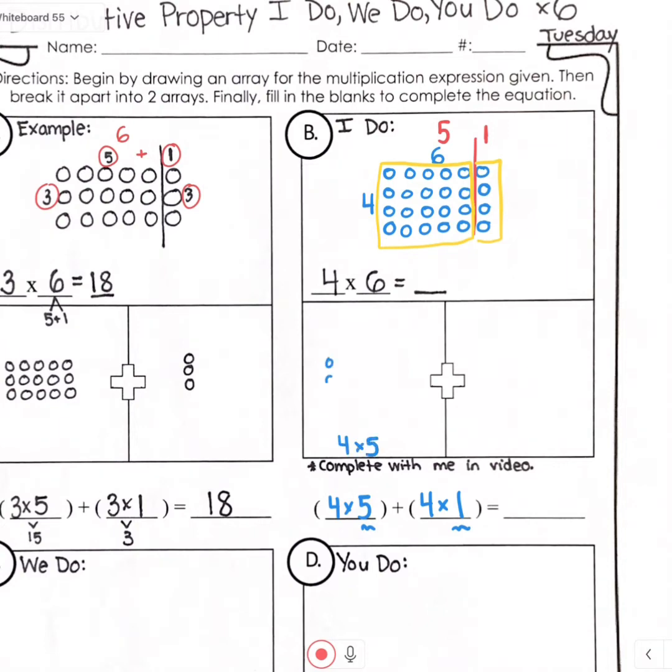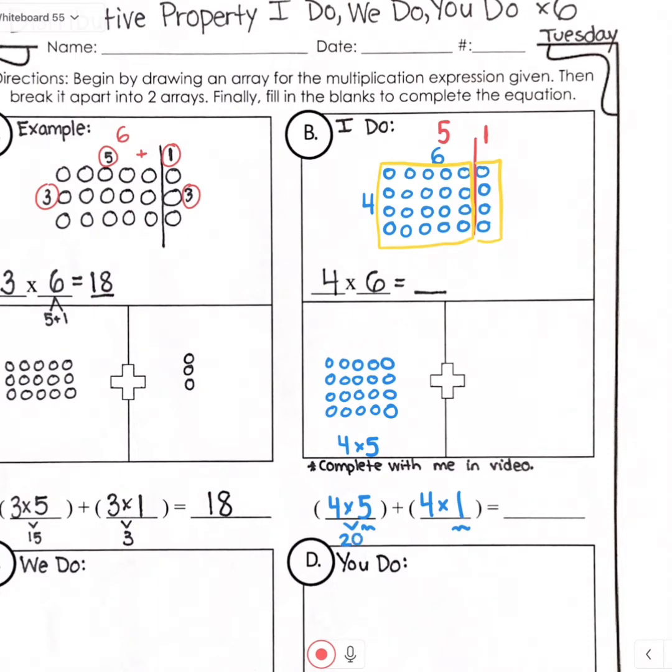So I'm going to go ahead and draw 4 going down, 5 across. 2, 3, 4, 5, 2, 3, 4, 5, 2, 3, 4, 5. 4 times 5 equals 20, so I'm going to go ahead and draw my arrow down and put 20.